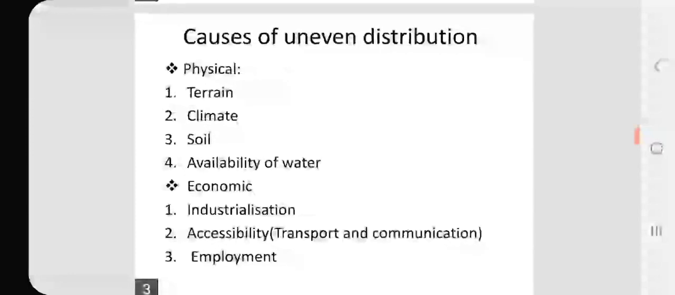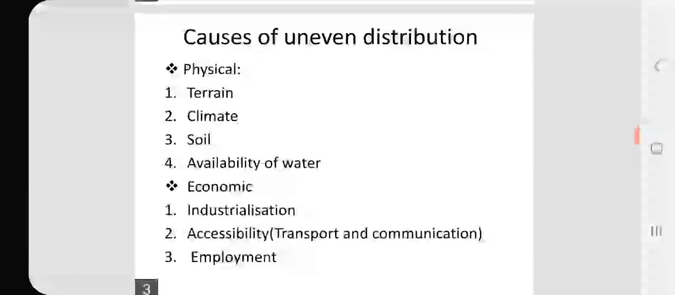Next is accessibility, that means transport and communication. A well-developed transport and communication system attracts people very much. So where the accessibility is very high, more and more people concentrate there to live.